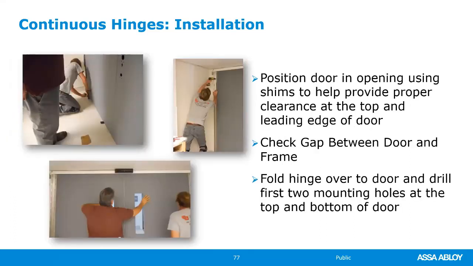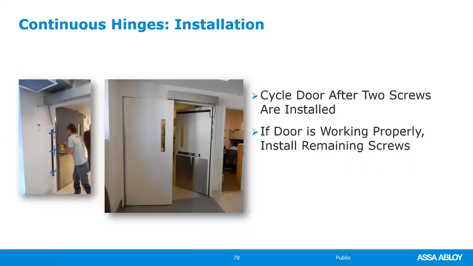We'll position the door in the opening using shims to help provide proper clearance at the top and leading edge of the door. Check the gap between the door and frame. We want an eighth of an inch. Fold the hinge over to the door and drill the first two mounting holes at the top and bottom of the door. Cycle the door after two screws are installed. If the door is working properly, install the remaining screws.